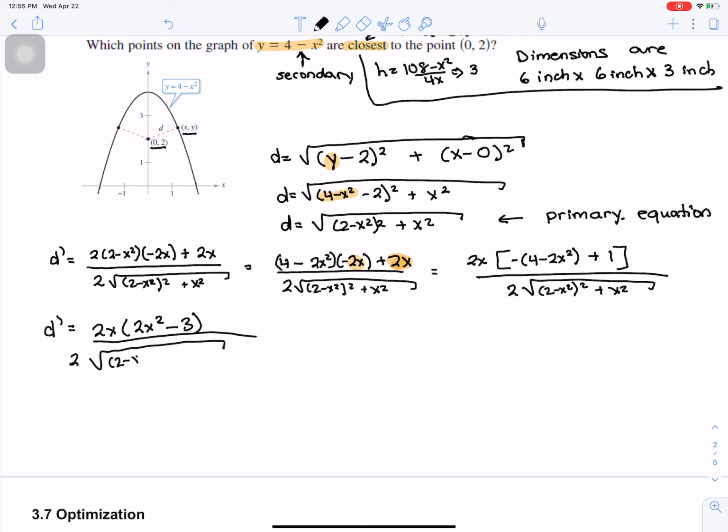2 minus x squared, all squared, plus x squared. Now you'll notice that the denominator and numerator both have a 2 out front, so I'm just going to cancel that out super nicely with my handy dandy eraser tool.